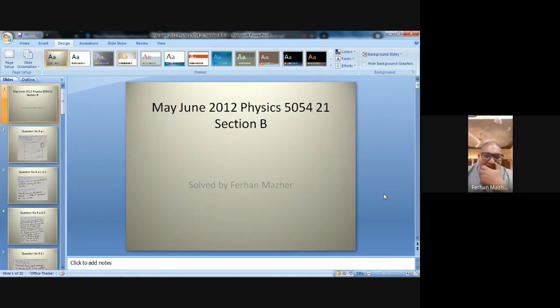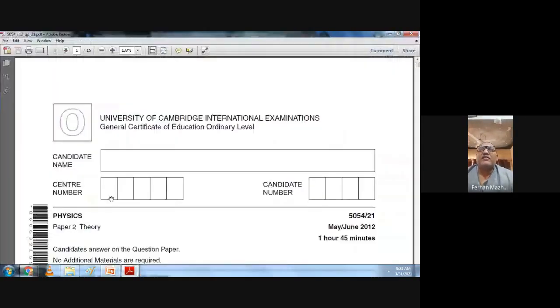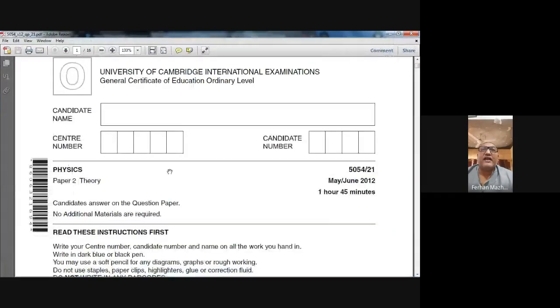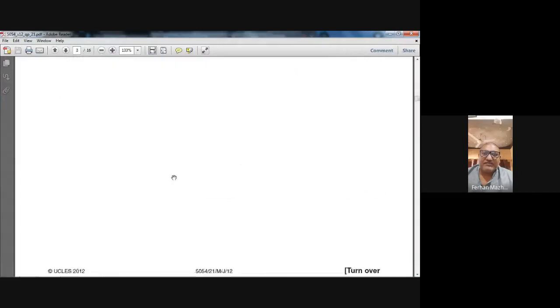And today, we have set our hearts to solve the May June 2012 Physics 5054/21 paper. In this session, we are going to solve section B of this paper. We call this paper Paper 2. And let's start today's paper. So we are solving May June 2012 and we will be solving section B. So let me go to section B.